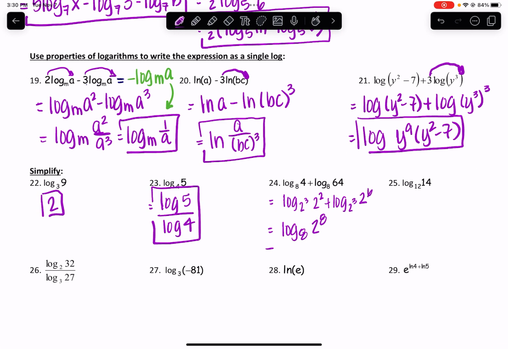Okay. And then 8 log base 8 of 2. Well, log base 8 of 2, 2 to what power, or 8 to what power would get me 2? Well, 8 to the 1/3 would get me 2. So this becomes 8 times 1/3. That was way convoluted, y'all. Is equal to 8/3. That was a hard one. I will admit that with you. That was hard.